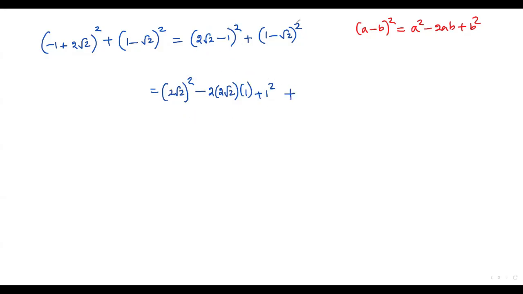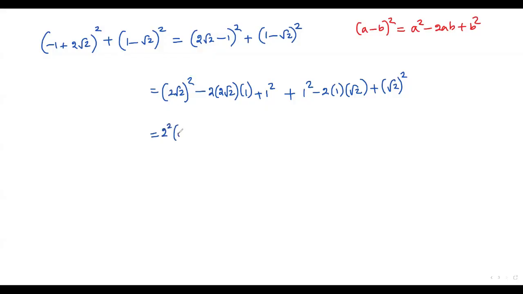Now to get the expansion of this one, at the place of a we have to use 1. At the place of b we have square root of 2 over here. Then I'm getting 1 square negative 2 times 1 times square root of 2 positive square root of 2 the whole square. So here 2 and square root of 2 are multiplied, and we have the exponent 2 in common. Whenever two values are multiplied and have exponent in common, we can take this exponent separately for each value and multiply the results.